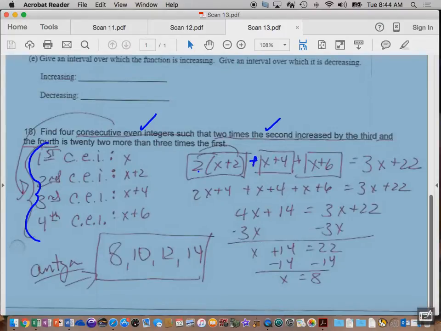Increased by the third. There's the third. And so it's also increased by the fourth. That's the fourth. So 2 times the first, increased by the second and the third, equals 22 more than 3 times the first. More than, less shall be first shall be last. More than is addition. 22 goes at the end. 3 times the first goes to the beginning.